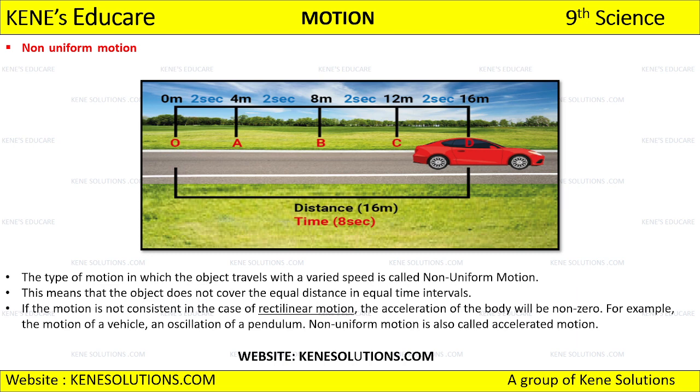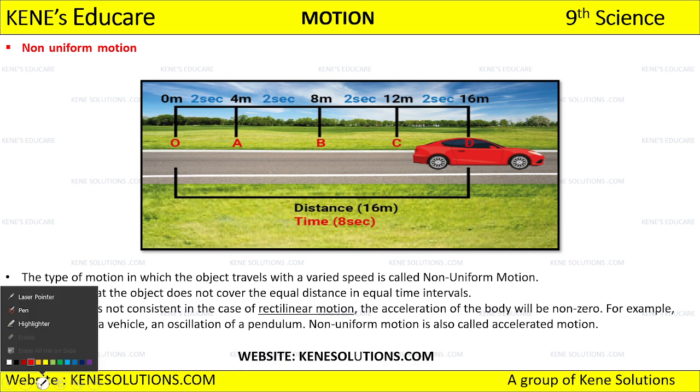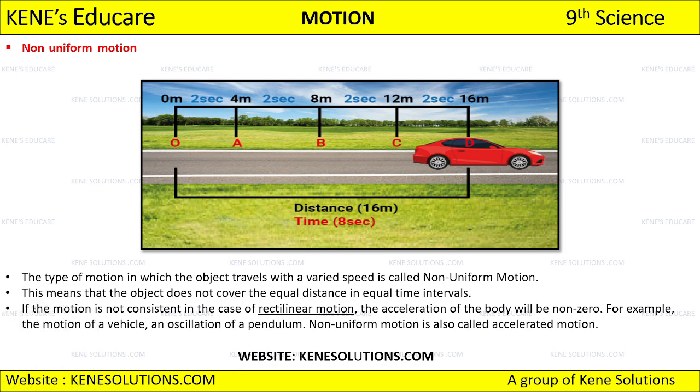Now, for example, motion of a vehicle and oscillation of a pendulum. Suppose you have a pendulum which is tied to a thread, and when you push it, what happens? The pendulum keeps moving from one place to other, right? So in that case also, it is not uniform. So that is also an example. Oscillation of a pendulum is also an example of non-uniform motion, and non-uniform motion is also called accelerated motion.